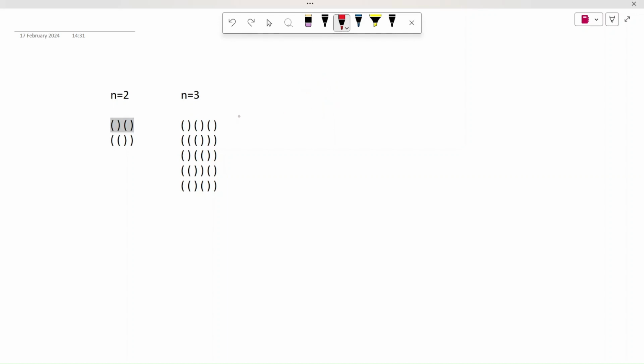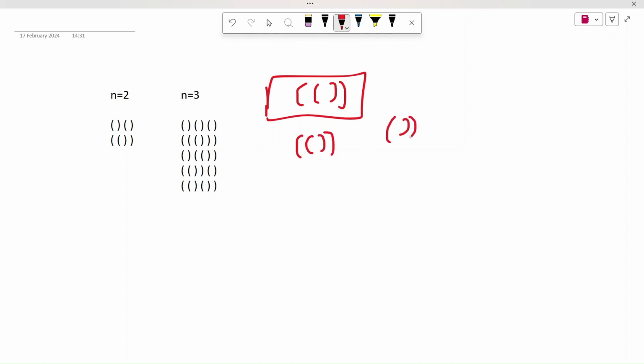The first observation is clear: the number of left brackets should be equal to the number of right brackets. Another thing is that my left brackets should be greater than or equal to my right brackets. It should not be the case that your right becomes greater than your left. This is not valid, this is not valid, but this is valid, because my count of left brackets is always greater than or equal to my right.